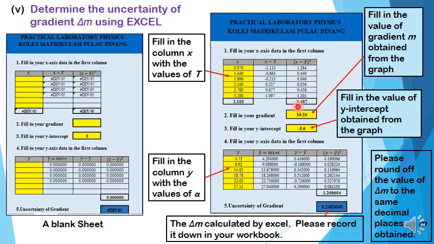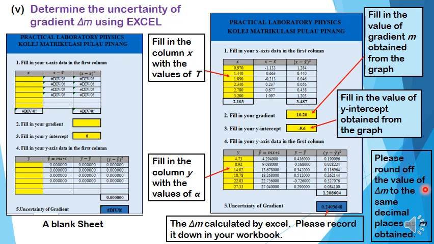Then, fill in the value of the gradient m obtained from the graph. Step 3. Fill in the value of the y-intercept obtained from the graph. And lastly, fill in the column y with the values of alpha, and make sure all these values that you fill in are in SI units. Then, press enter. The uncertainty of the gradient will be shown by the Excel. Please record it down in your workbook.